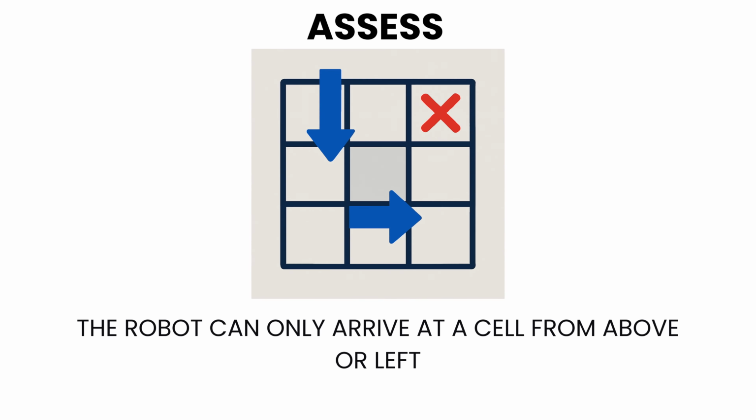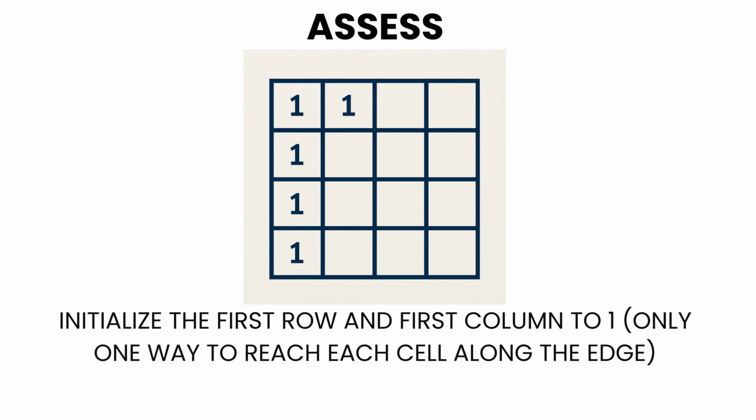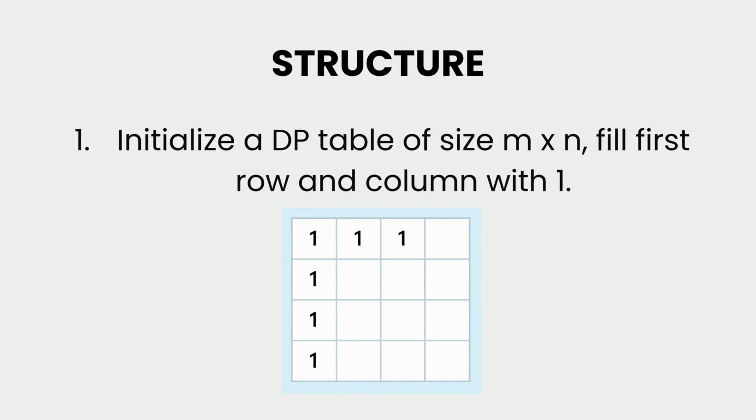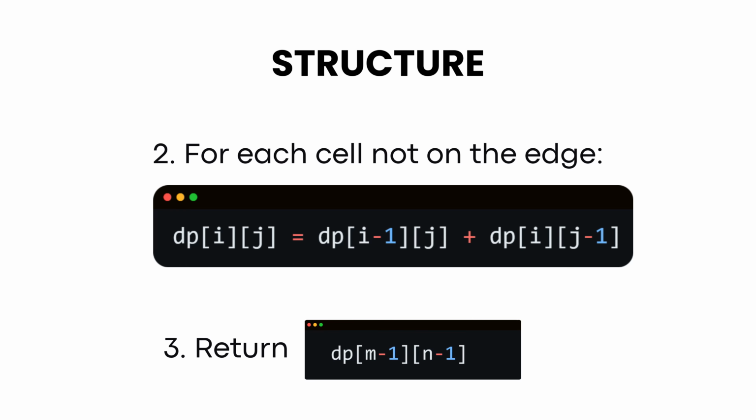The robot can only arrive at a cell from above or left. For any cell (i, j), the number of ways to reach it is the sum of the ways to reach (i-1, j) and (i, j-1). Initialize the first row and first column to 1, since there's only one way to reach each cell along the edge. Initialize a DP table of size M by N and fill the first row and column with 1. For each cell not on the edge, dp[i][j] equals dp[i-1][j] plus dp[i][j-1]. Return dp[m-1][n-1].